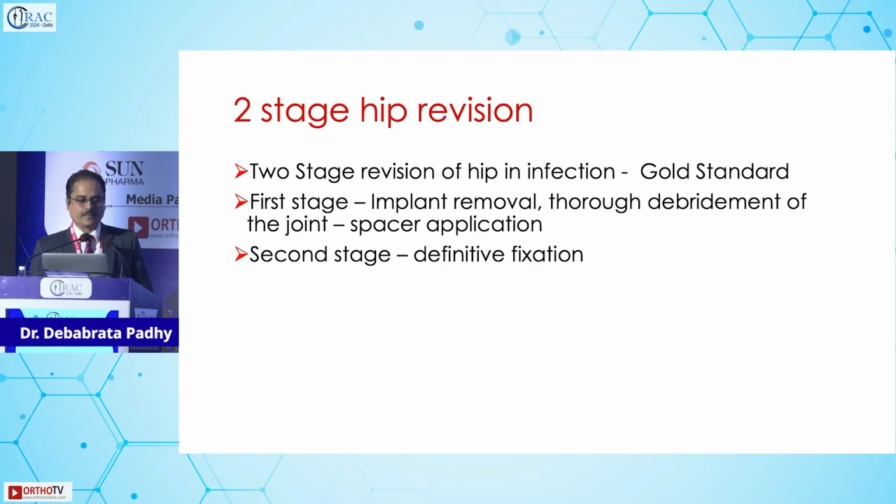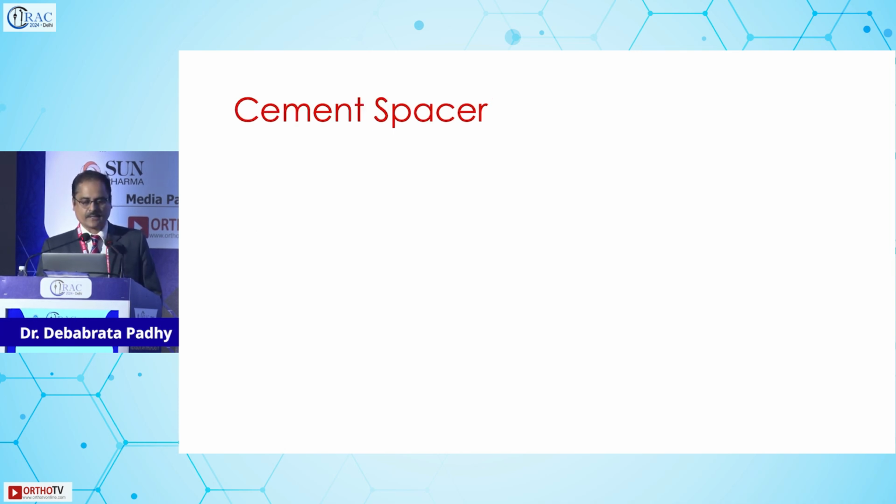I will be speaking on cement spacers for hip. The cement spacer, as we know, is the workhorse in a two-stage hip revision. When we do a two-stage hip revision, which is the gold standard for any infection, if it is not a very early infection, the first stage implant is removed, with thorough debridement and spacer application. In the second stage, the definite fixation is done.